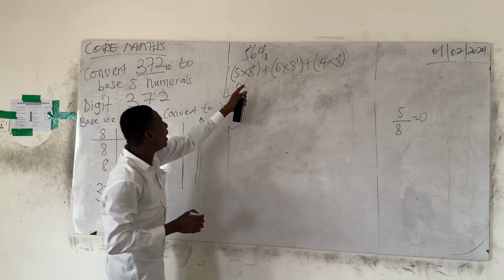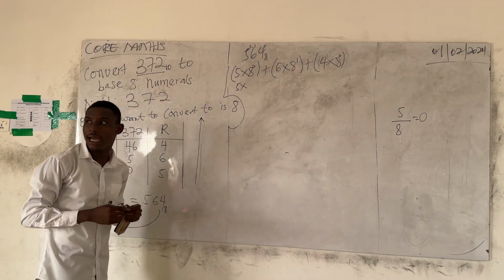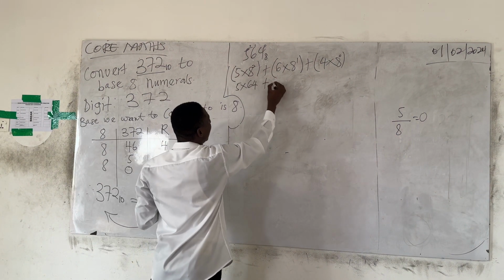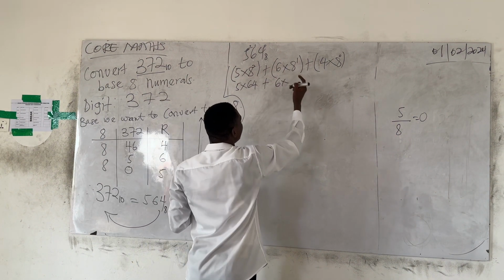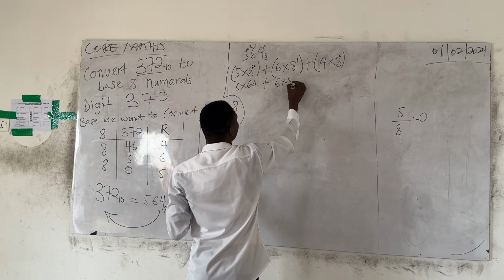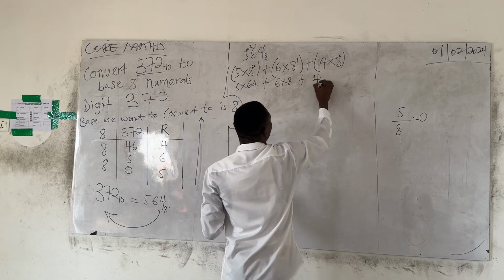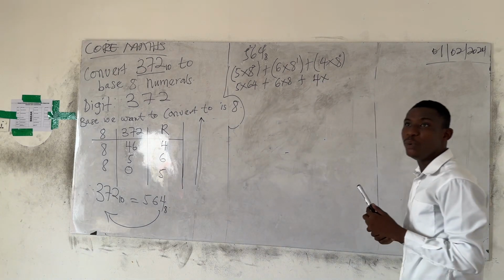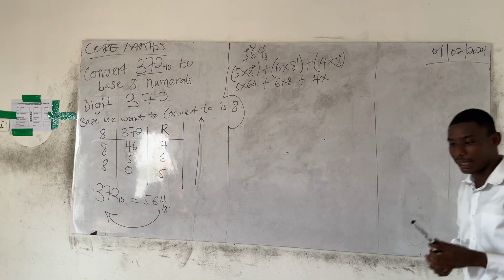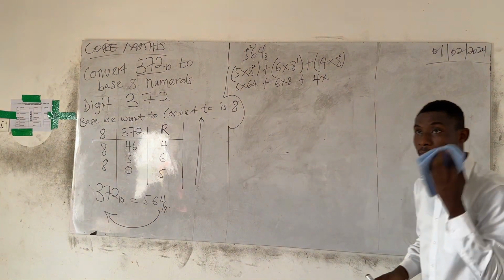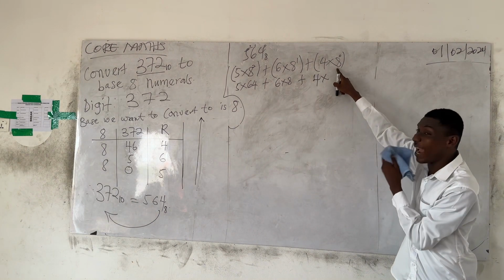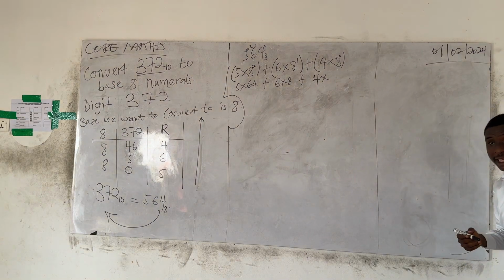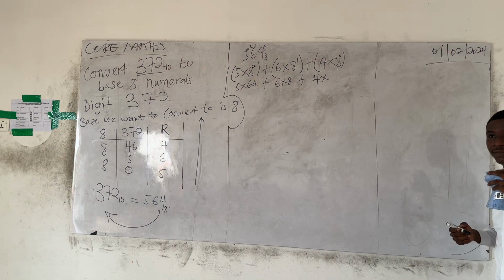Now let's expand. 5 times 8 exponent 2 is the same as 8 times 8. What is the result? 60 plus 6 times 8 exponent 1 is the same as what? Plus 4 times 8 exponent 0 is what? It's 1. And we explained where that 1 is coming from. Do you remember that we explained where the 8 exponent 0 being 1 is coming from? From indices, the second law, that is the division method.